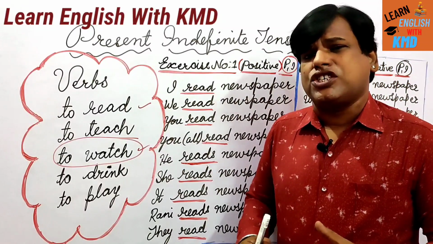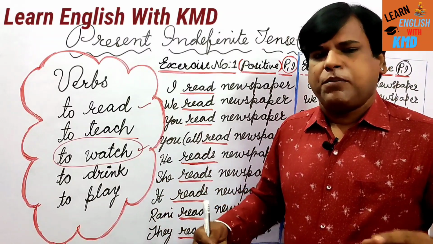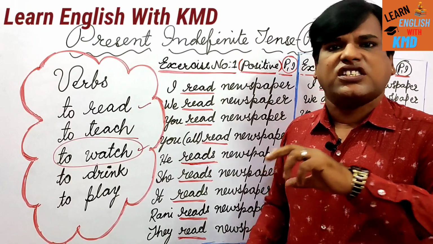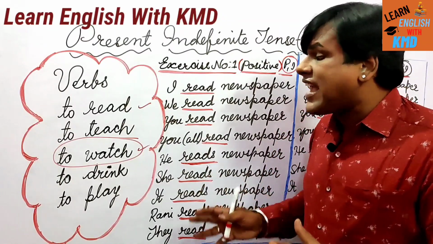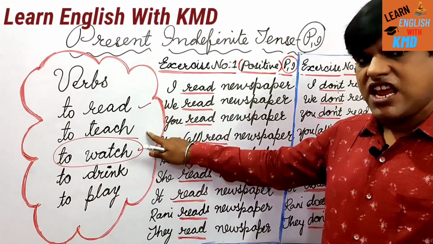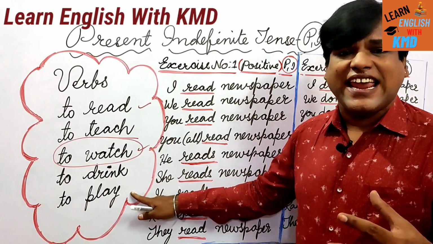I want you people to do this practice at home using different verbs. But the point to remember here is never ever do the mistake of using second form of verb or third form of verb or fourth form of verb. Always go with the first form of verb. As you can see, we have another verb here, teach. There's another verb, drink, and there's another verb, play here.